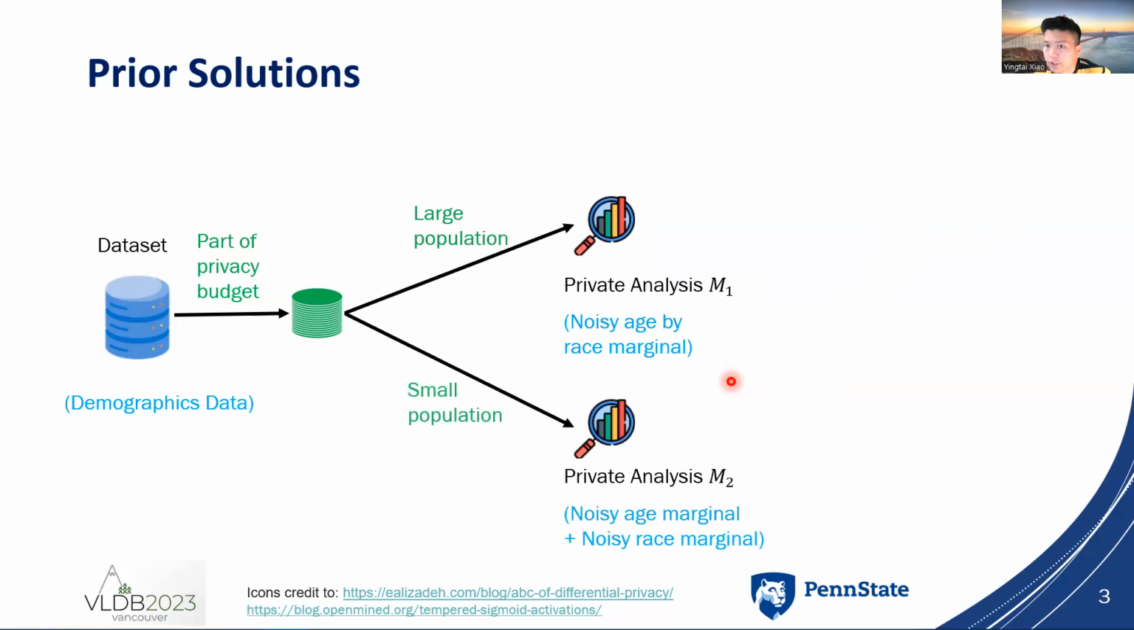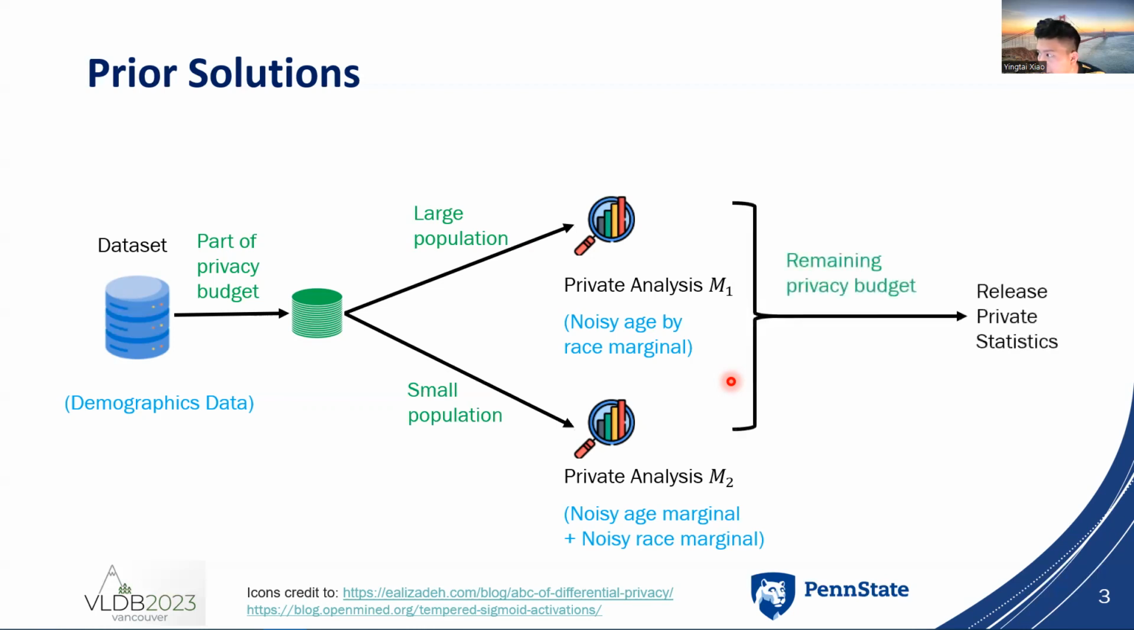However, if the population is small, the answer to the age by race marginal would be very sparse. It means that the noise will swamp the data, and as a result, the answer will not be that useful. So it might be better to have more coarse statistics like the one-way marginal, which will have larger signals. And once the analyst decides which mechanism to use, he would then spend the remaining privacy budget to release the private statistics.